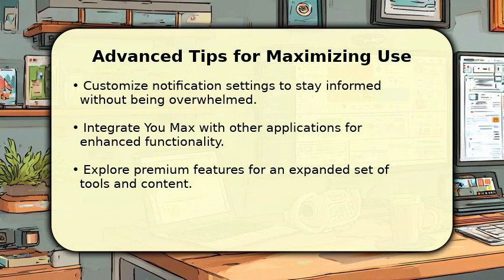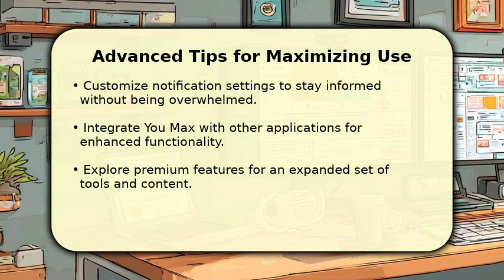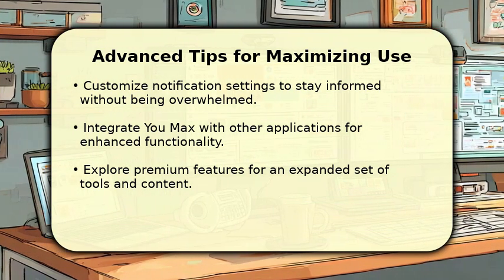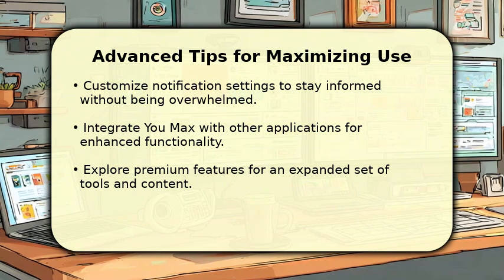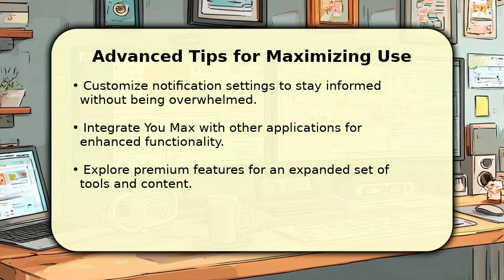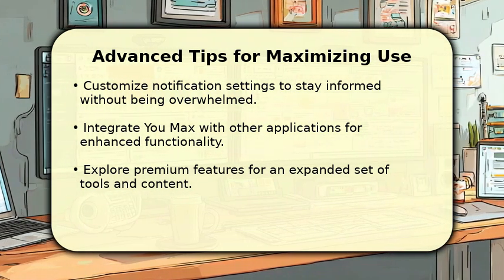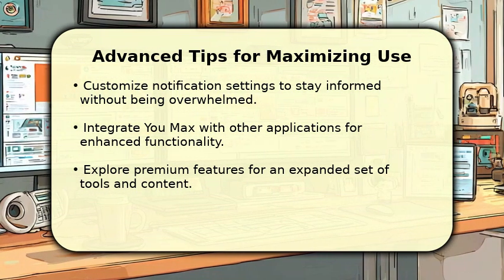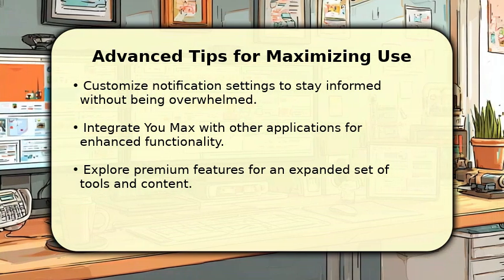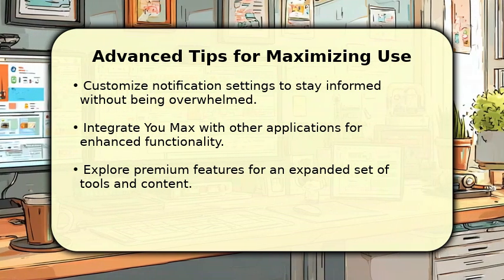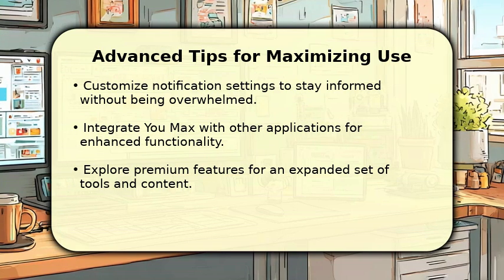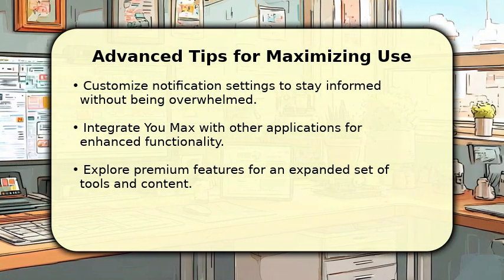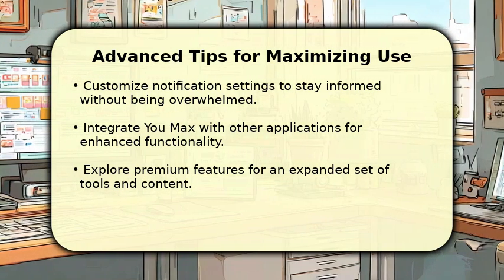To truly get the most out of your UMax app, consider these advanced tips. First, fine-tune your notification settings. You can choose to receive alerts for specific updates or activities, ensuring you stay informed without feeling overwhelmed. Next, explore the integration options. UMax can often connect with other popular applications, streamlining your workflow and enhancing overall functionality. Finally, if you're looking for an even richer experience, consider exploring the premium features, which unlock an expanded suite of tools and exclusive content designed to elevate your usage.